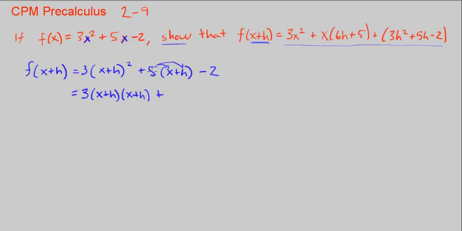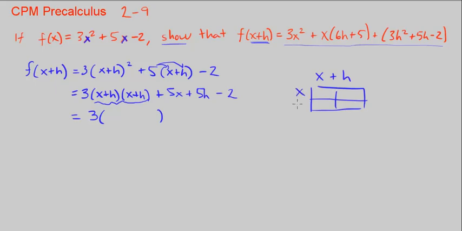This term here, we can distribute the 5 and get 5x plus 5h, and then we still have the minus 2. Alright, so our next step, we want to keep simplifying this and see if we can get this over here. So let's distribute these two binomials and multiply them together, so we get 3 times something. So let's find out what that something is. I'm going to use the box method here.